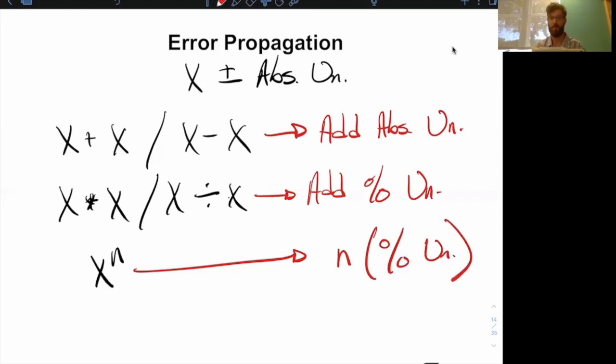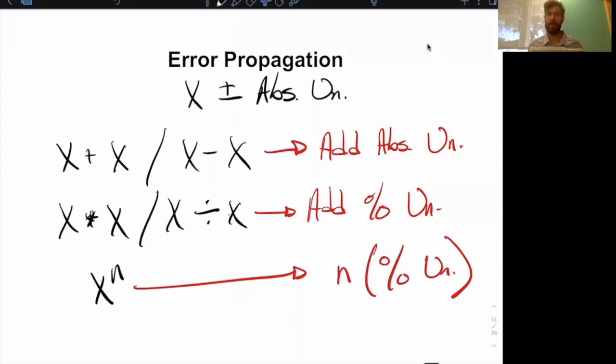These are the three rules, ladies and gents, okay? So make sure you put this in your memory. It is in the data booklet, but this is a nice little tool for you to have in your back pocket. You will be using this for labs, okay? If your error does not propagate for your presentation, for your graph, you will not get full credit. So this is something we have to consider.